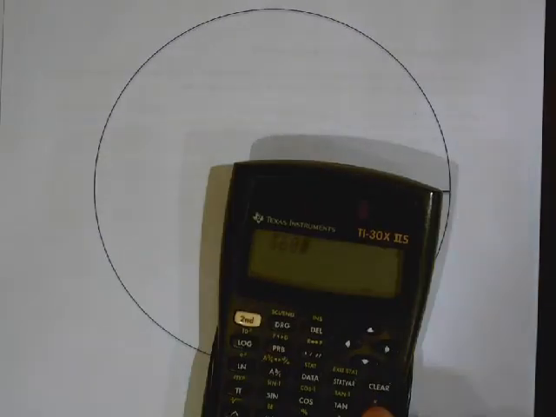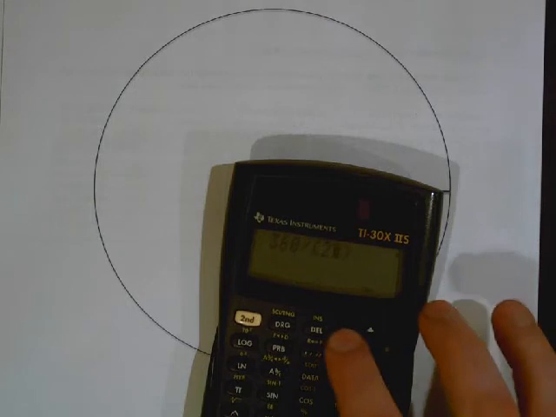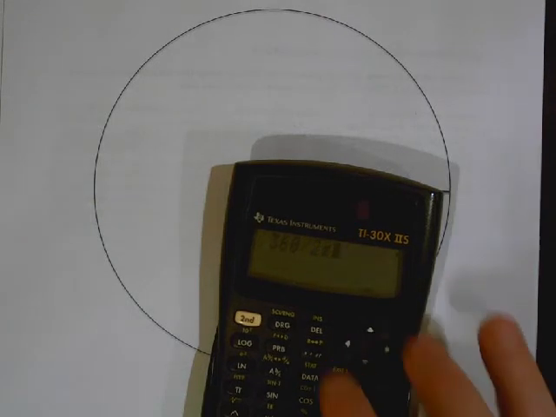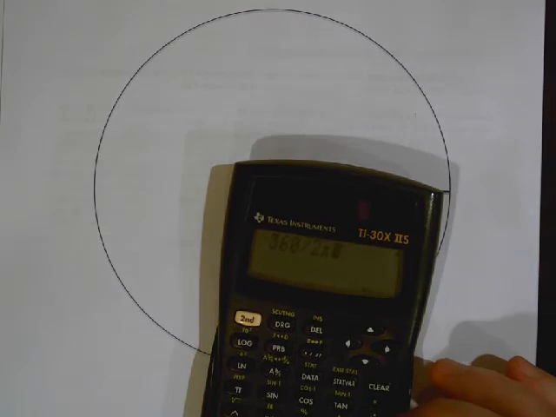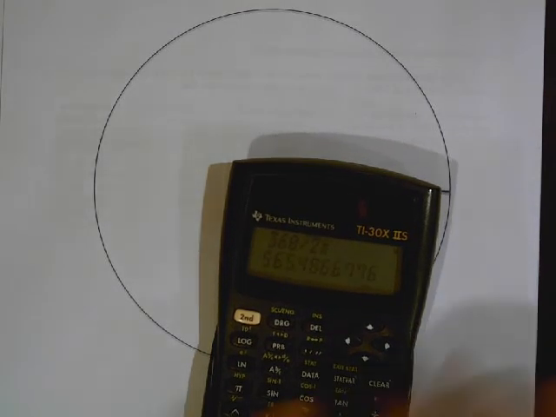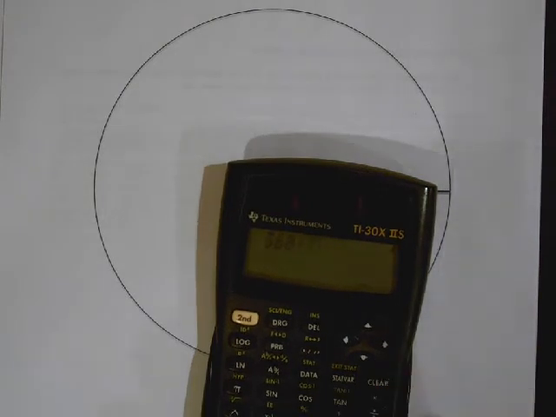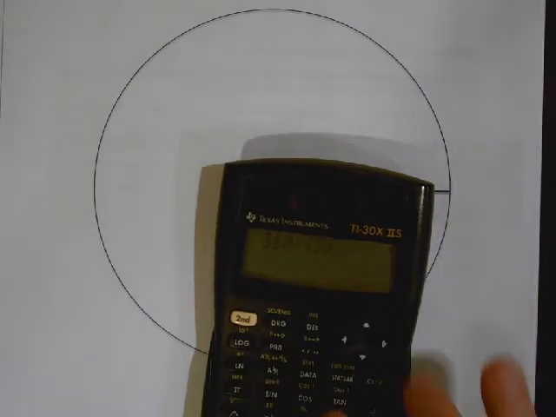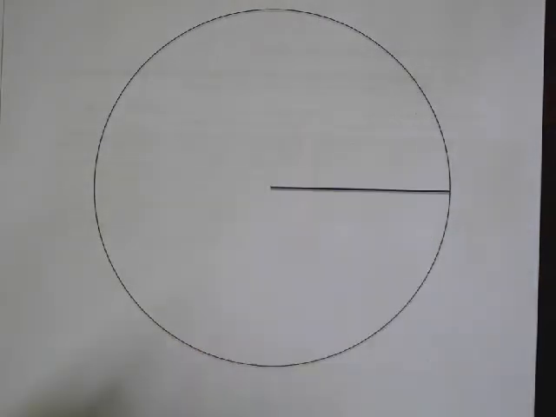Well, if I take 360 and I divide it by 2 pi, do you guys see what I did there? I put parentheses around that. If you just type in this, here's what the calculator is going to do. The calculator is going to take 360 divided by 2 and then multiply by pi, which is why you get this gigantic number. Well, that's not what I want. So let's use good order of operations here. But it comes out to be just over 57 degrees.